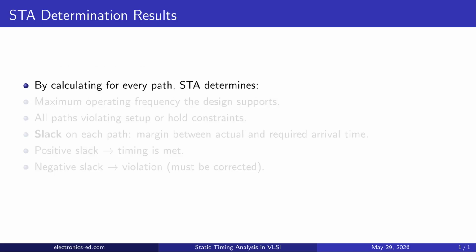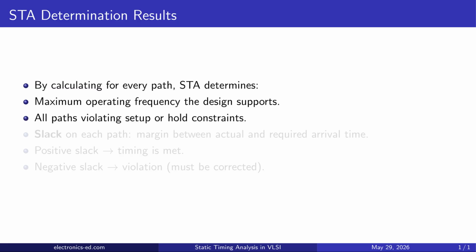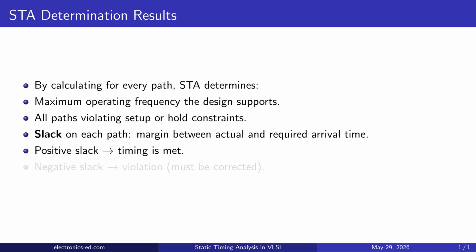By calculating these delays for every path, STA determines several key results. First, the maximum operating frequency the design can support. Second, all paths that violate setup or hold constraints. Third, the slack on each path, which is the margin between actual and required arrival time. Positive slack means timing is met and the path is safe. Negative slack means a violation exists and must be corrected.